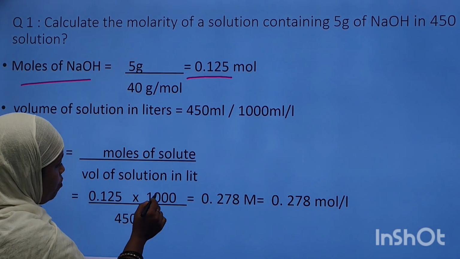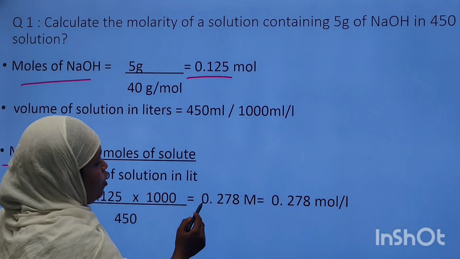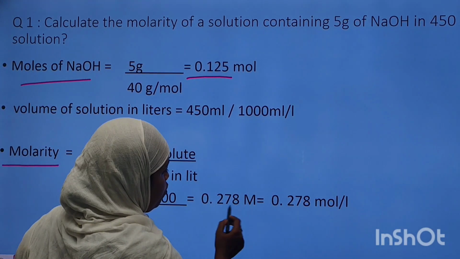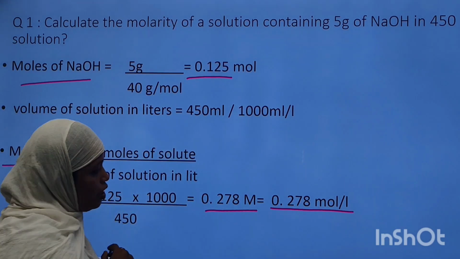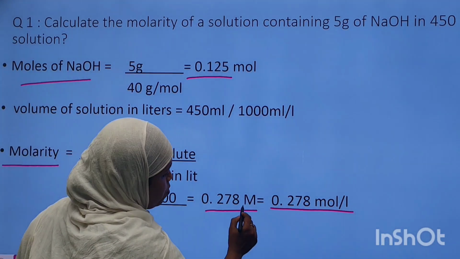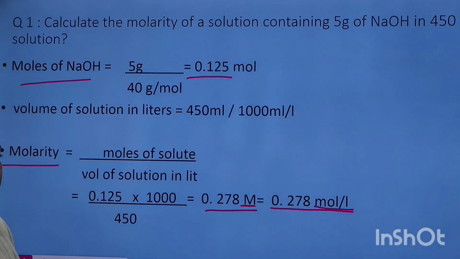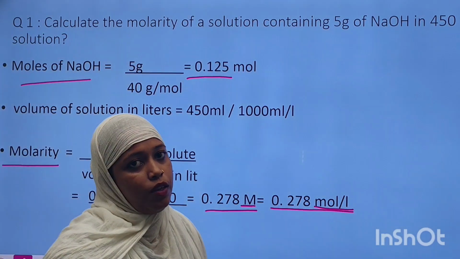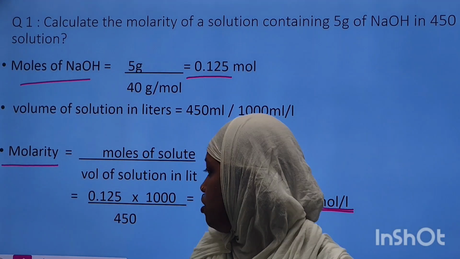Bringing 1000 up to the numerator, we get a value of 0.278 moles, which can be said as 0.278 moles per liter. Molarity can be expressed either as M or moles per liter. Today we'll end this slide at molarity, and next we'll learn molality in the next lecture. Thank you.